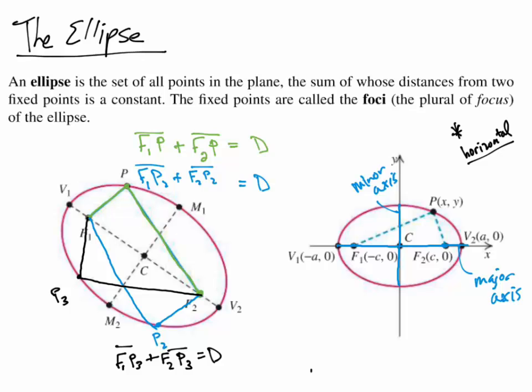These points V1 and V2 are called vertices, each of which is a vertex. And then we also have C for the center. So these are the main characteristics of an ellipse that we are going to want to be able to identify.